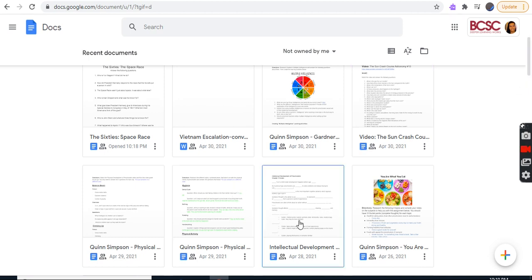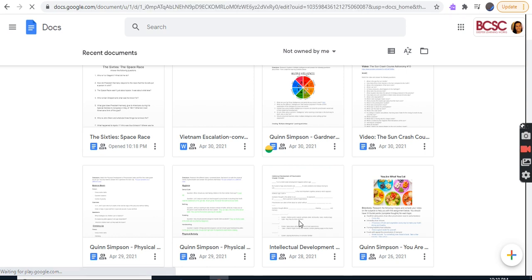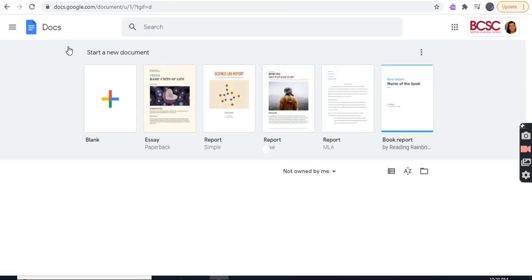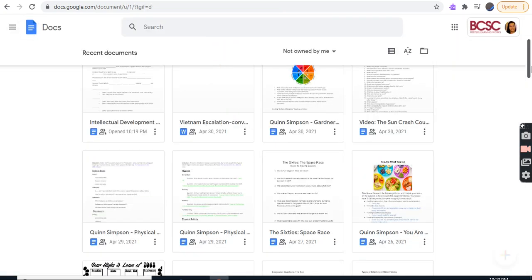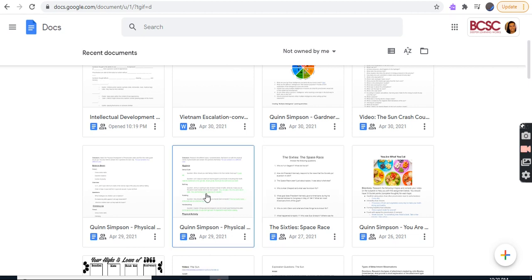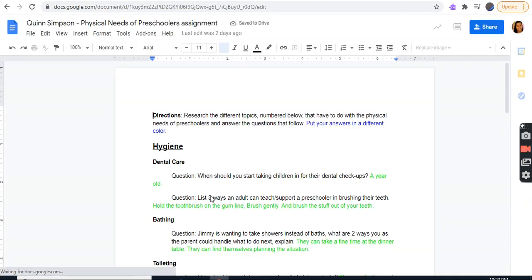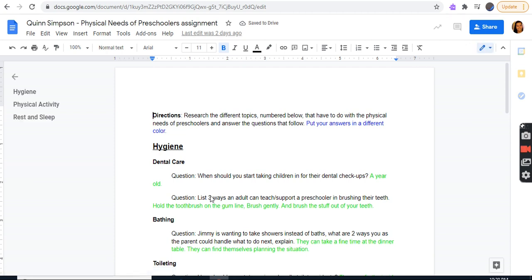I'm gonna start with the intellectual development. Actually, I'm gonna save it for the notes because I already got that covered in general. So let's just start with Quinn Simpson's physical needs of preschoolers assignment. Research the different topics numbered below that have to do with physical needs of preschoolers and answer the questions that follow. Put your answers in a different color.